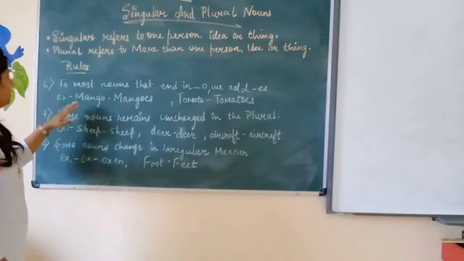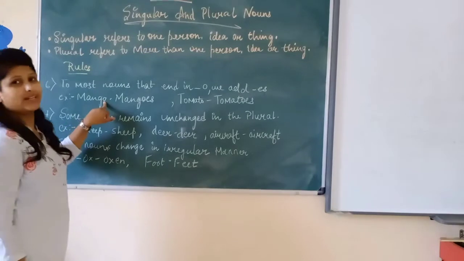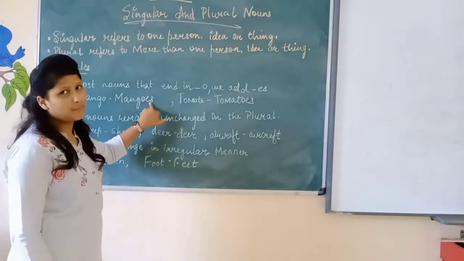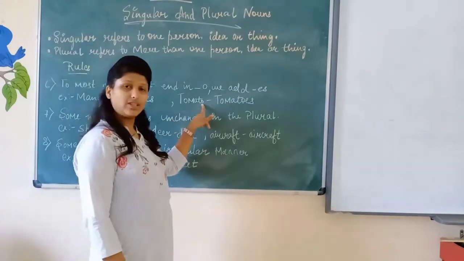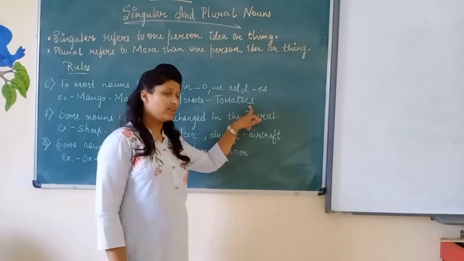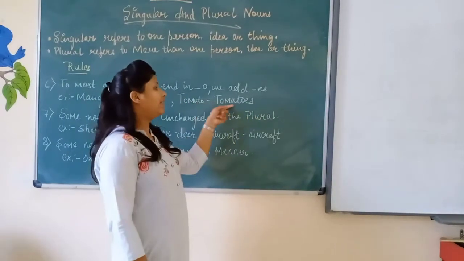For example, mango. The last alphabet is O, we have added es at the end. So it becomes mangoes. Tomato. The last alphabet is O, we have added es at the end. So it becomes tomato and tomatoes.